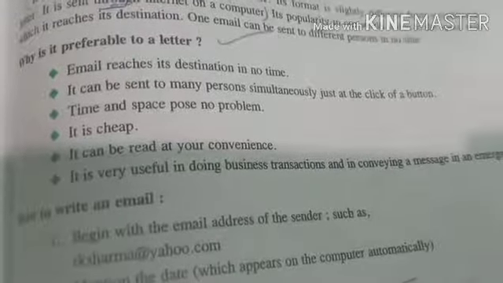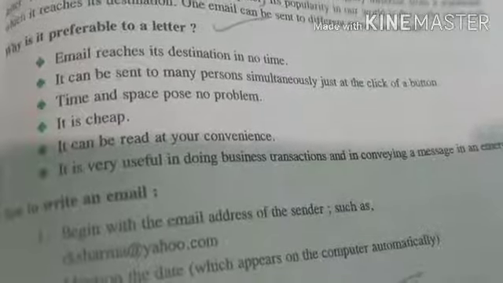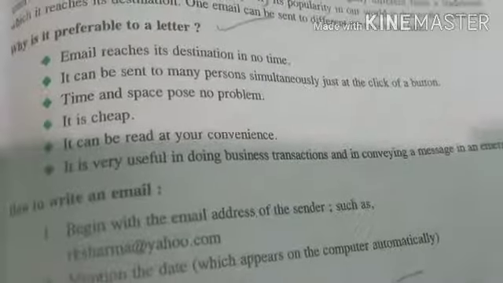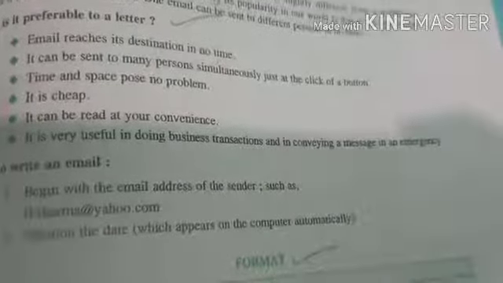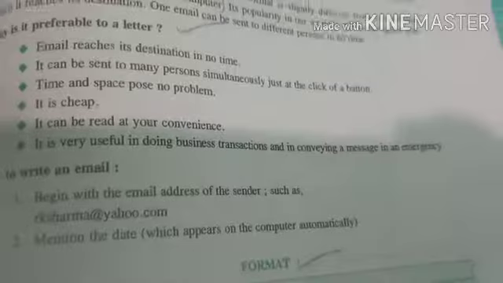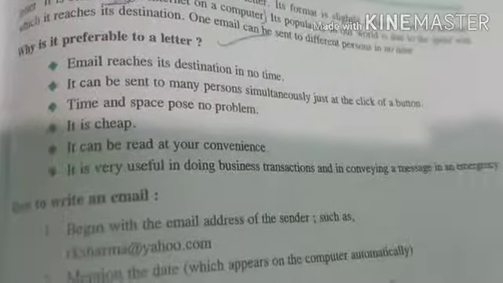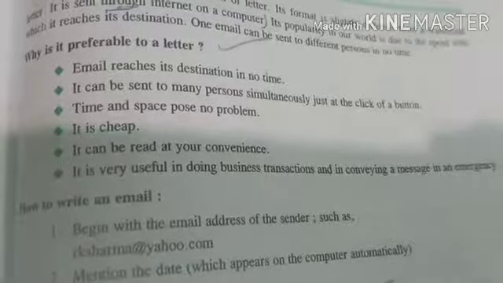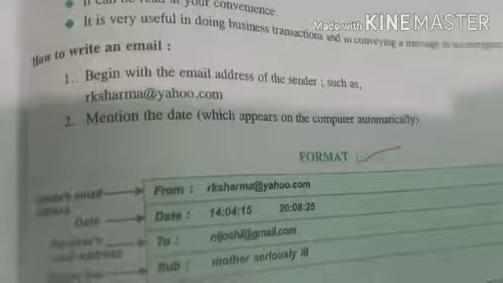Time and space pose no problem. Now there is no time problem or something like that. It's cheap, it can be read at any convenience, and it is very useful in doing business transactions and in conveying a message in an emergency. So these are all the key points to be kept in mind, and these are all the advantages of an email. So here you can see how to begin an email.